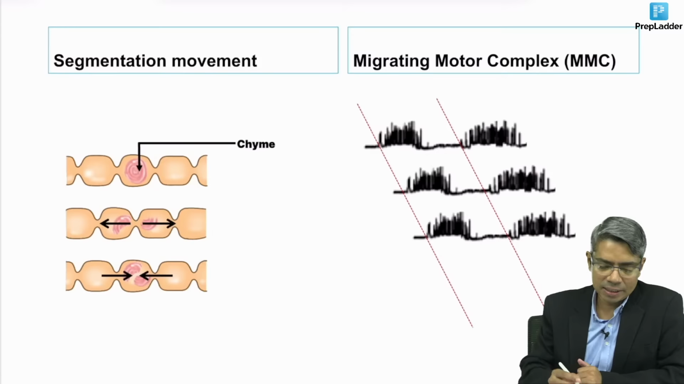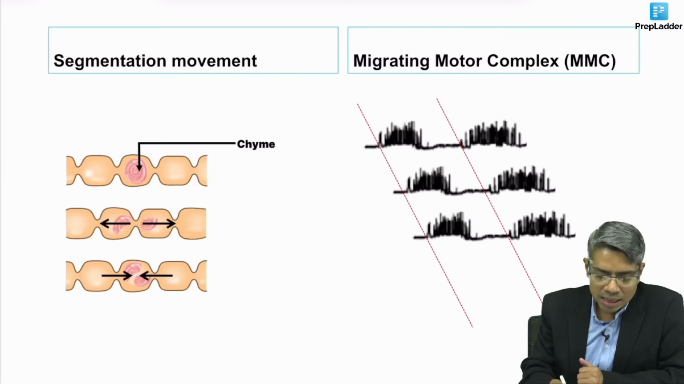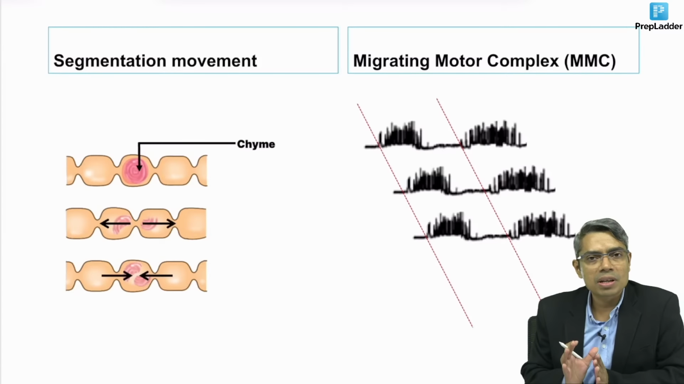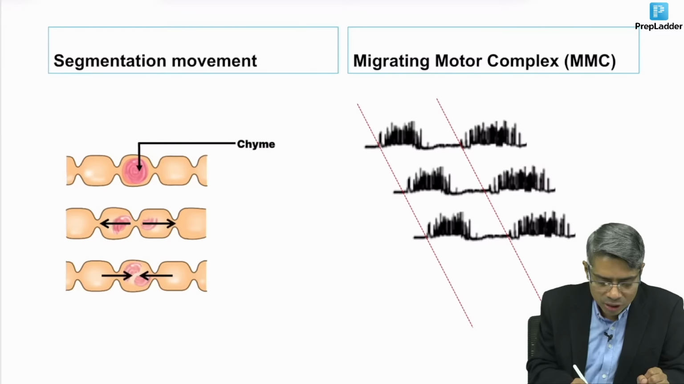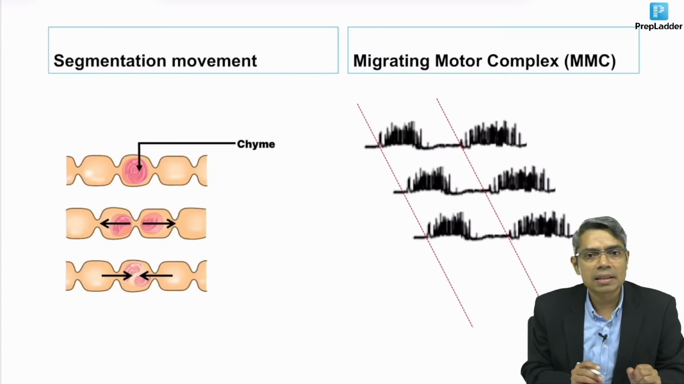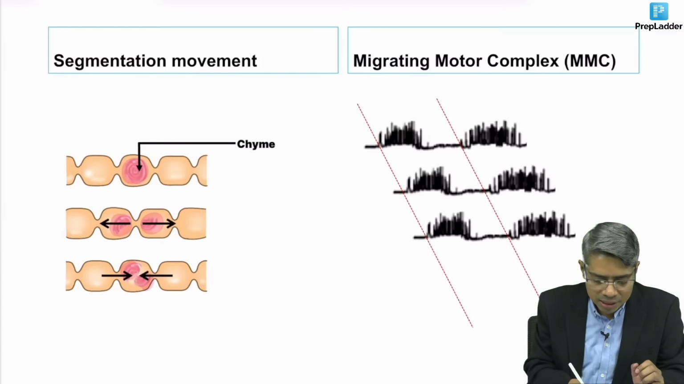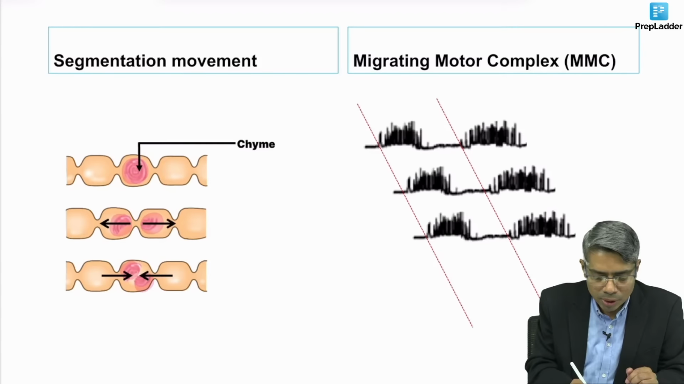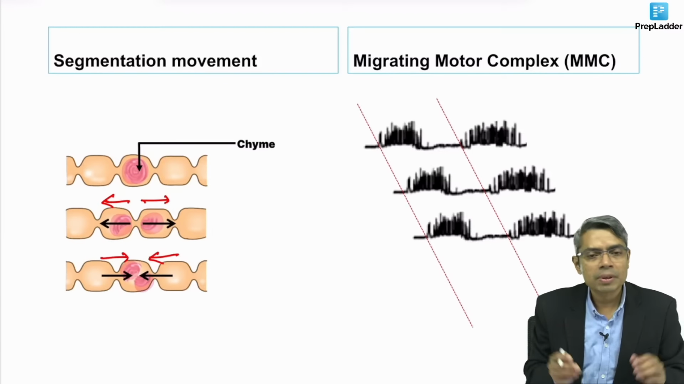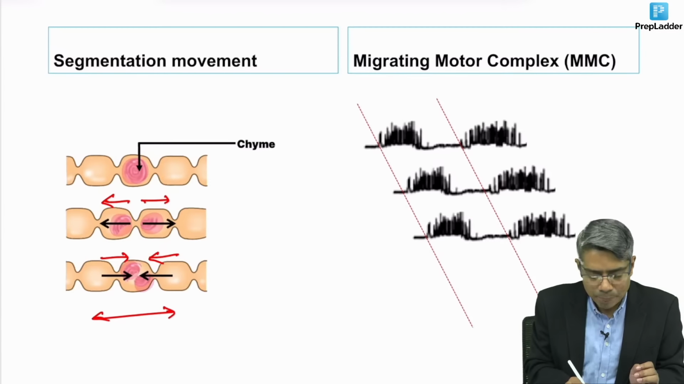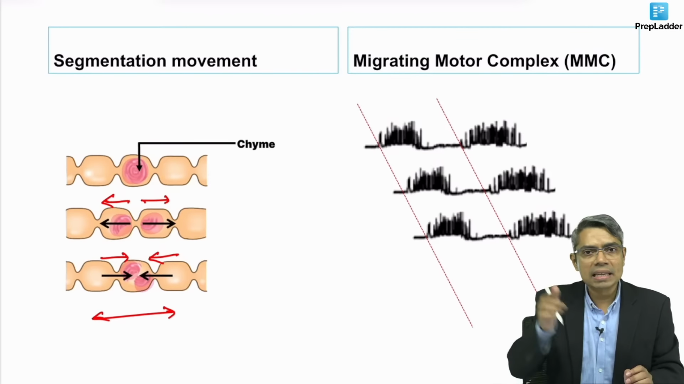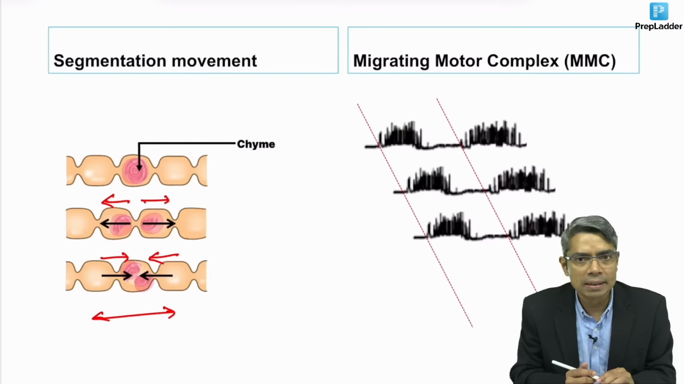So, in segmentation you have to look at this diagram carefully. This is the location of the food bolus. Initially the food bolus is located here, then because of the contraction the food bolus has been fragmented into two parts, one part is going here and another part is going there, and again the food bolus is coming together. So, the food bolus is moving away from one another, and then again coming close to one another, as if moving like a pendulum. This kind of pendulous movement. Okay.